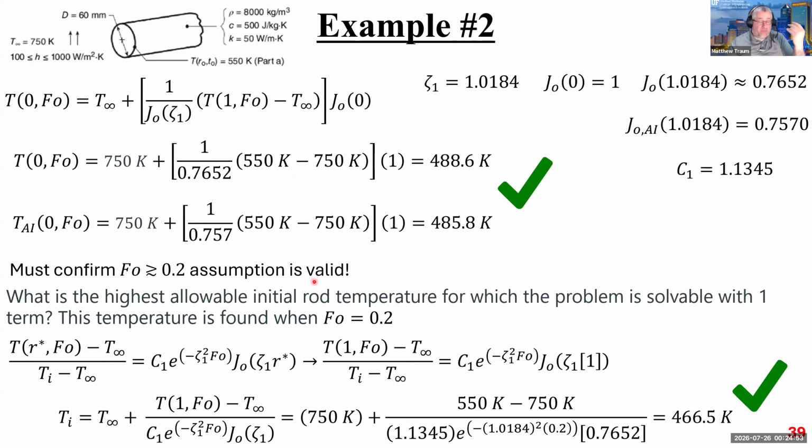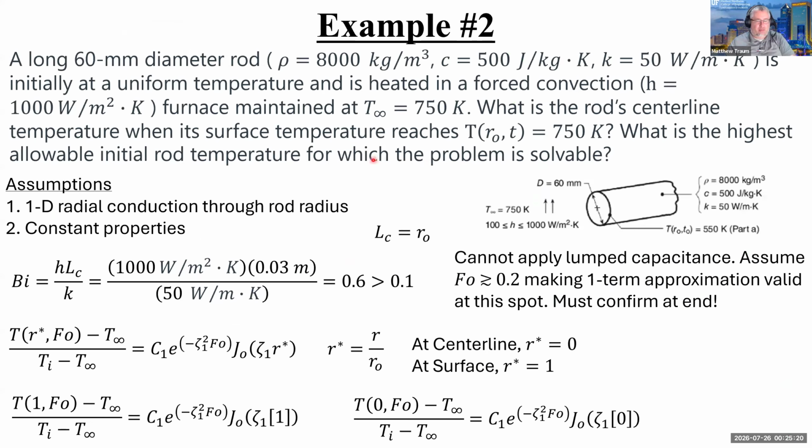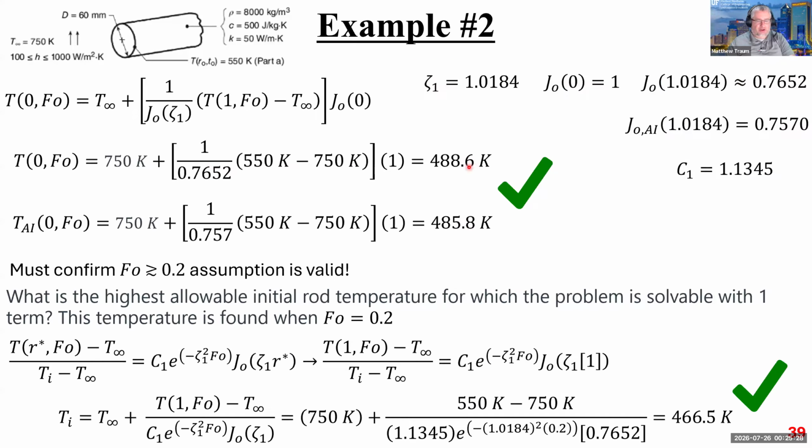Okay, so we still don't know, and there is actually no way of knowing the initial temperature of the rod as it's getting put into the furnace. But we still have this burden of confirming that the Fourier number is bigger than 0.2 to ensure that the assumption that underpins all of this, which is that I can use the one-term approximation, is valid. And so that actually gets us to the second part of the problem, which is what is the highest allowable initial rod temperature for which the problem is solvable using the one-term approximation.